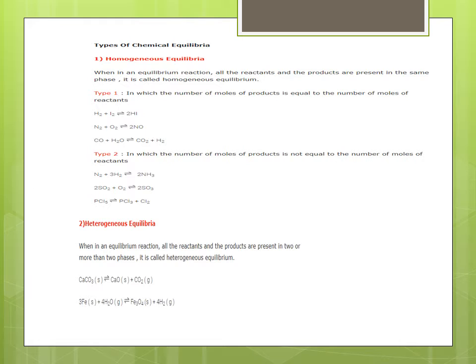Heterogeneous equilibria. When in an equilibrium reaction, all the reactants and the products are present in two or more than two phases, it is called heterogeneous equilibrium. That is CaCO3 giving CaO plus CO2. The reactant is in solid phase, but the products are present in both types, solid as well as gas.